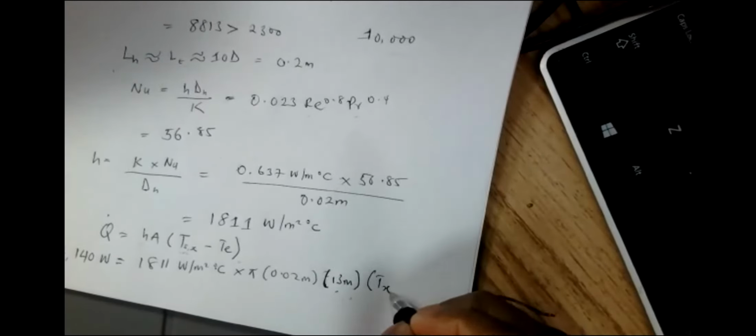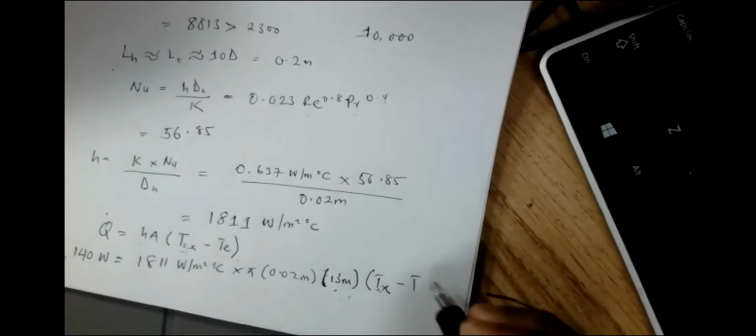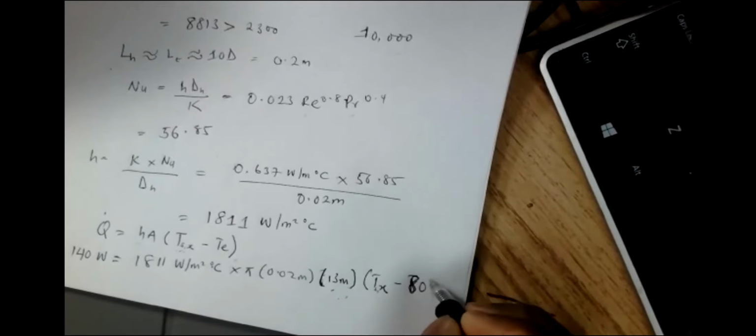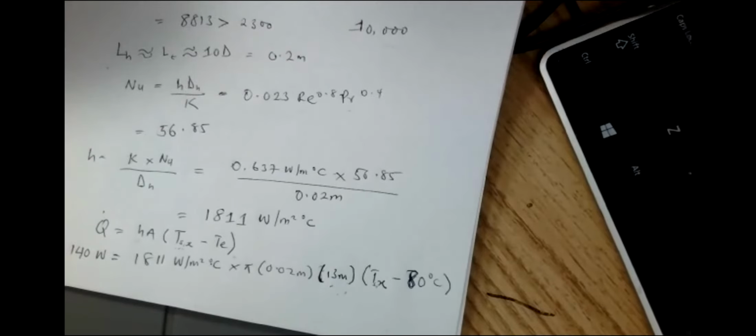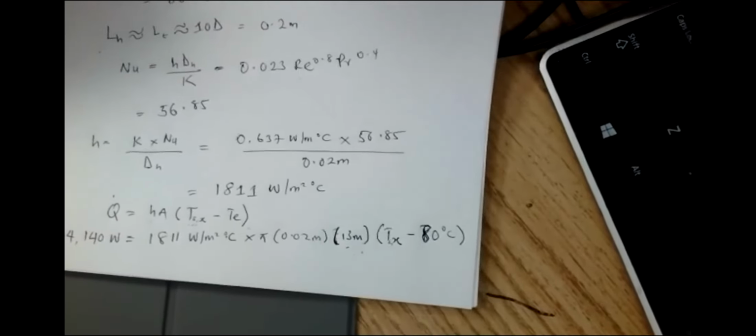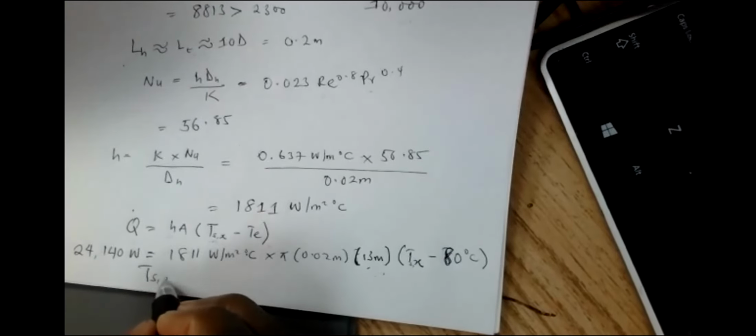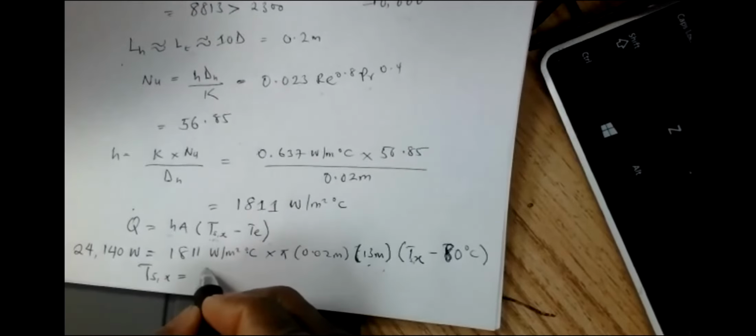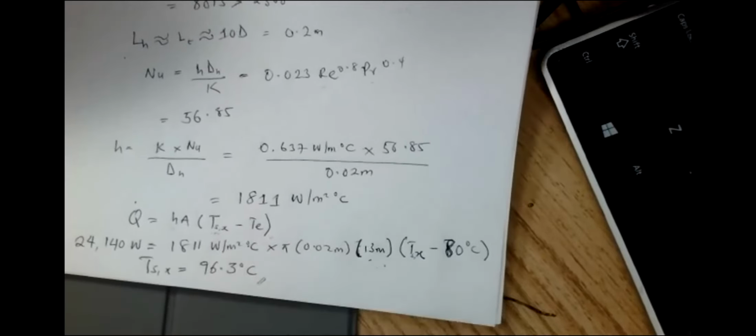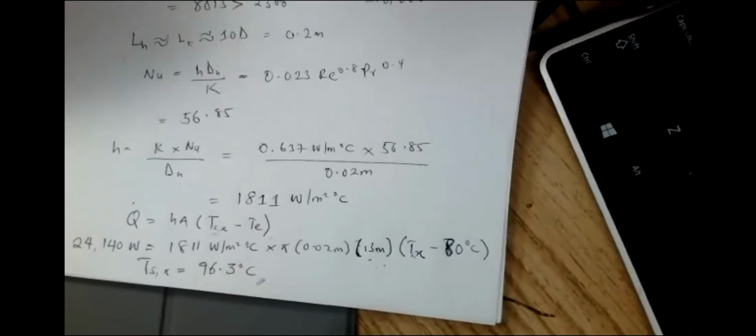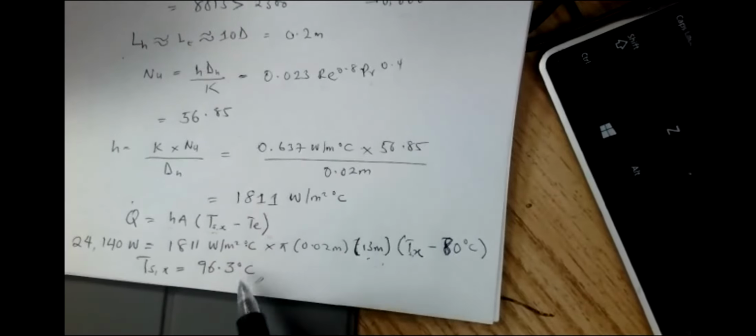And then Ts,x minus our exit temperature. Let me just write this, 80 degrees Celsius. So if you evaluate this now, we'll get Ts at x to be equal to 96.3 degrees Celsius. So that's our answer.